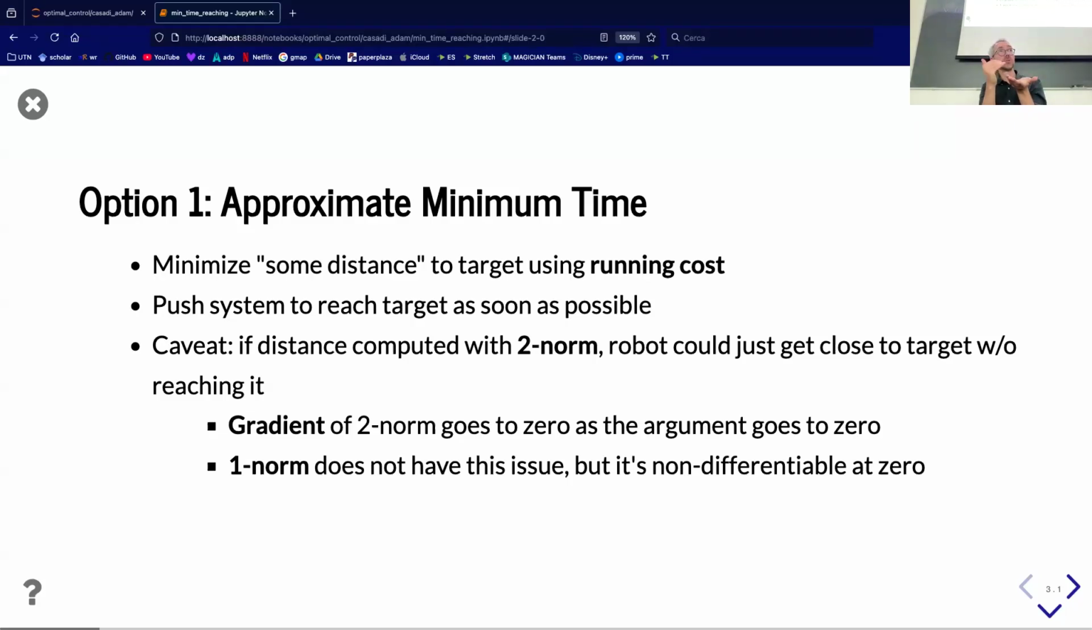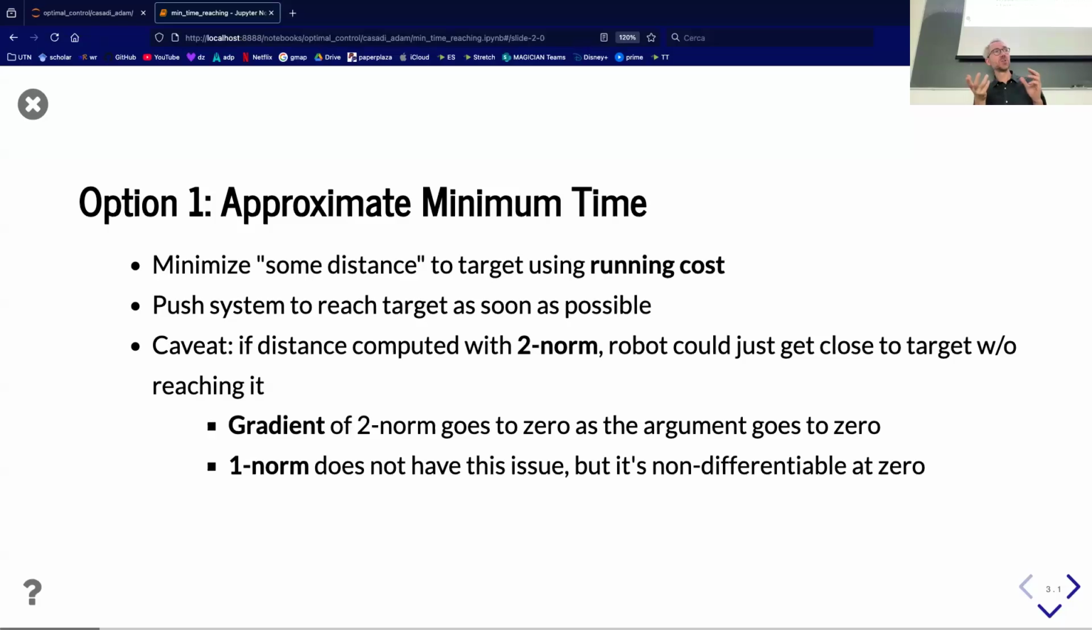Because when the gradient is sufficiently small, then since you typically have also other terms in the cost function for minimizing accelerations, it's always a good idea, because that gives you a bit of regularization to the problem, it would typically be happy when it's sufficiently close to the target and it doesn't really reach the target. And to overcome that issue, you could switch to the L1 norm, which doesn't have this issue of having a gradient that goes to 0 as the argument goes to 0.